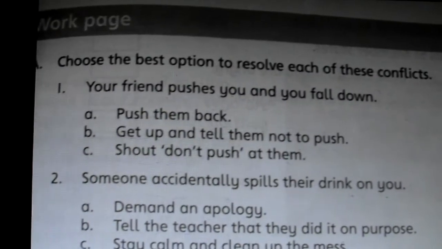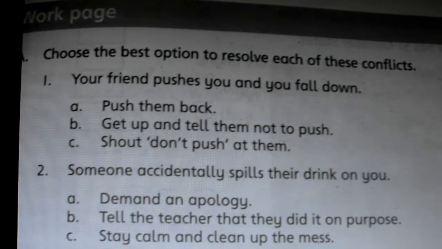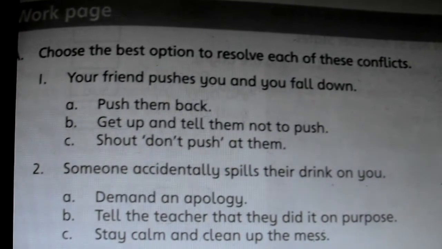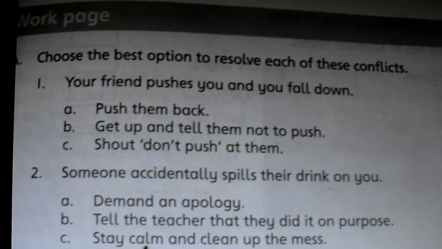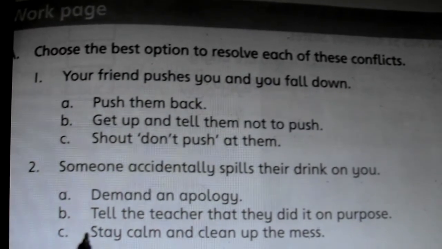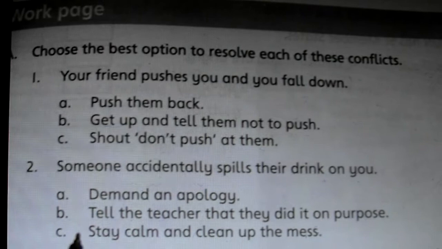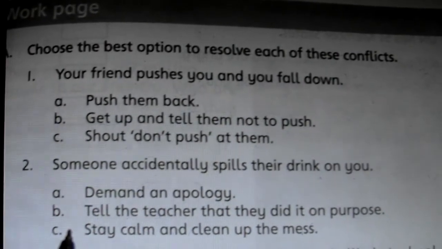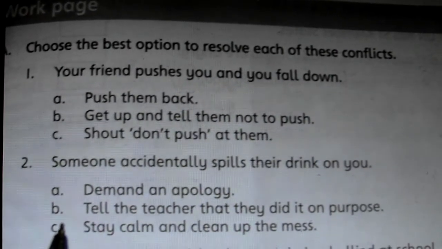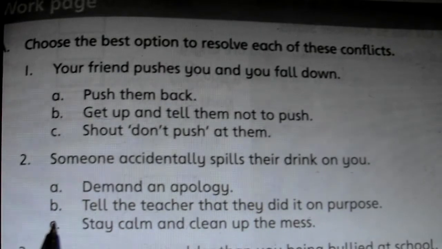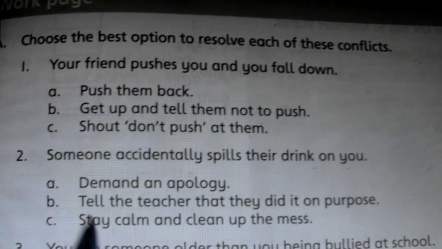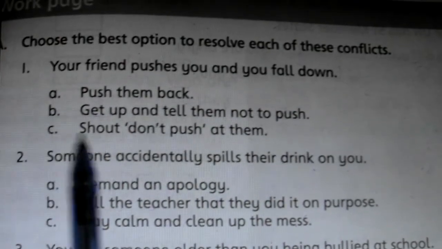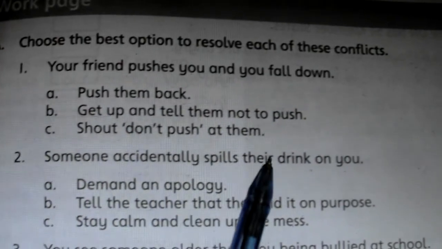Next is the work page. First one is choose the best option to resolve each of these conflicts. First one is your friend pushes you and you fall down. Option number A is push them back. Option number B, get up and tell them not to push. Option number C, shout, don't push at them. And the best option is B, get up and tell them not to push.